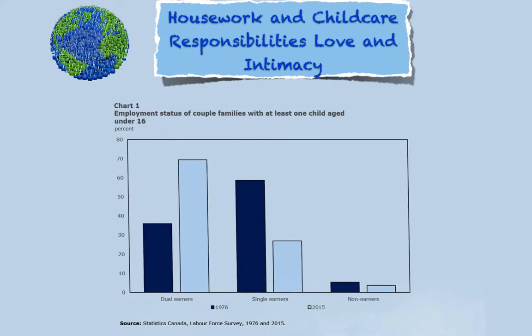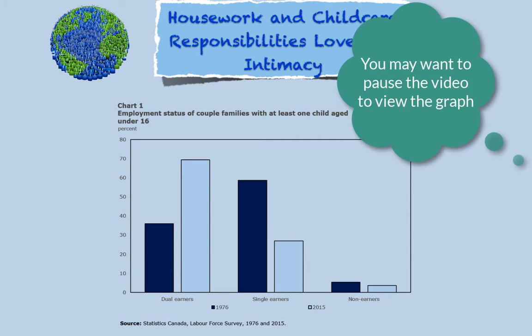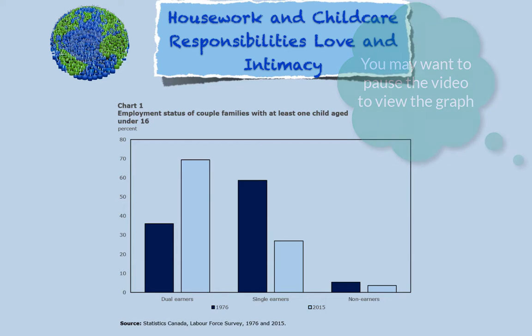So when we consider something that happens a lot within families, the household work and childcare responsibilities. About 70% of families are dual earners, families in which both partners are part of the labor force. And this graph here shows the difference between 1976 and 2015 between dual earners, single earners, and non-earners. And you can see over time the amount of dual earners has increased.